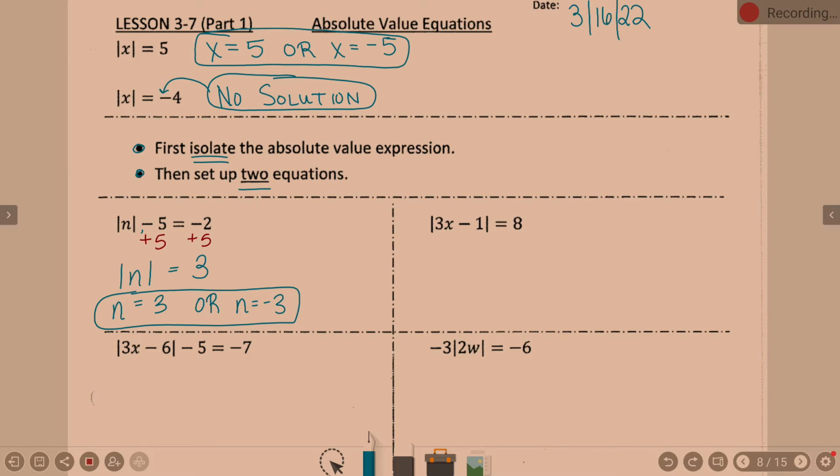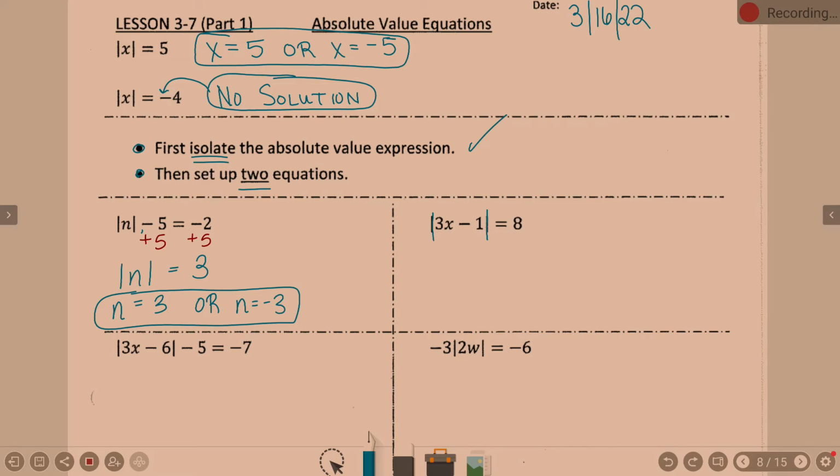Here are my absolute value bars, yes? Is there anything outside of those absolute value bars on that side of the equation? No. So we are isolated then, because it is just the absolute value equals a number. So yes, we are isolated.